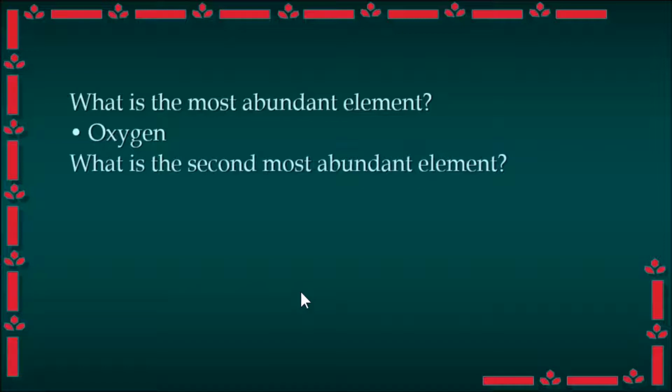Okay, let's go through this again. The most abundant compound is silicon dioxide, sand, SiO2. Okay, so what is the second most abundant? Oxygen. The most abundant compound on Earth is silicon dioxide. If oxygen is the most abundant element, what is the second most abundant element?